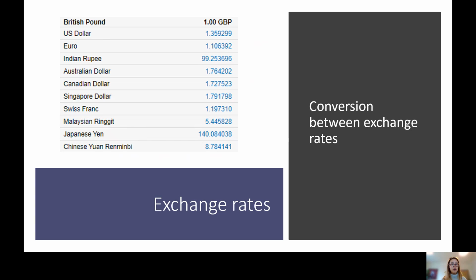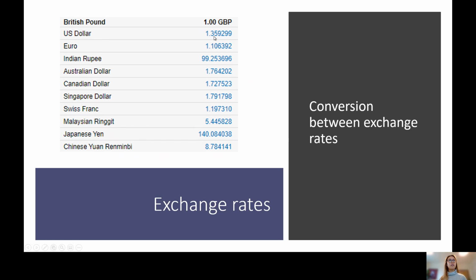Exchange rates. You might have heard this phrase before. What is an exchange rate? So this table here represents it quite easily. We see that the British pound here, £1 is worth 1.3 US dollars. So £1 is equivalent to 1.3 US dollars.